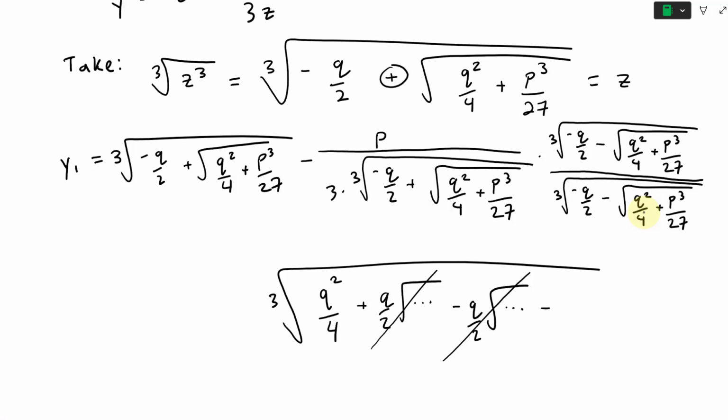So this becomes, I'll put this is going to be a minus, because it's a plus times minus, and it's minus. And now this is going to be q squared over 4 plus p cubed over 27. Yeah, because they're the exact same setup there.